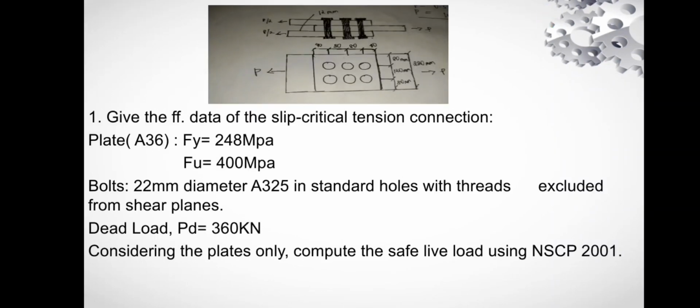Proceed to example number 1. Given the following data of the slip critical tension connection. Plate A36, given Fy and Fu. Fy is equal to 248 MPa and Fu is 400 megapascals. The bolts are 22 millimeter diameter, A325 in standard holes with threads excluded from shear planes. The given dead load is 360 kilonewtons. Considering the plates only, compute the safe live load using NSCP 2001.